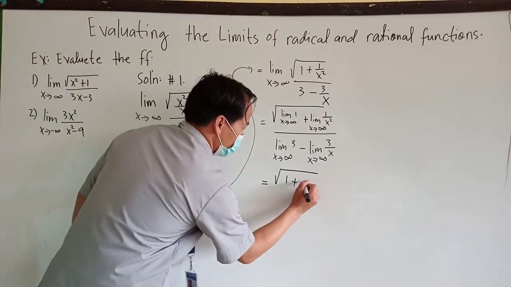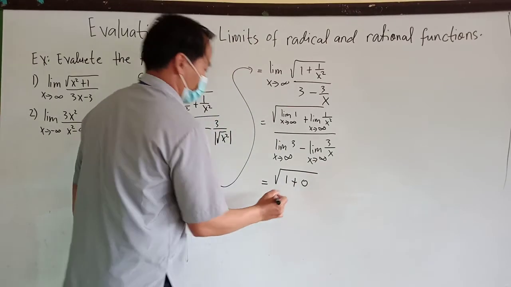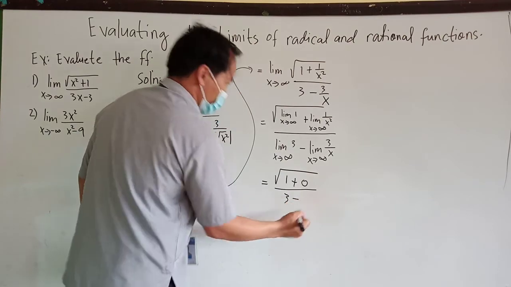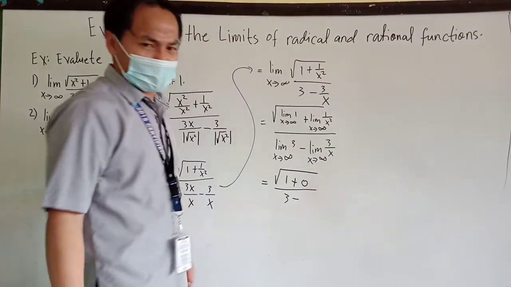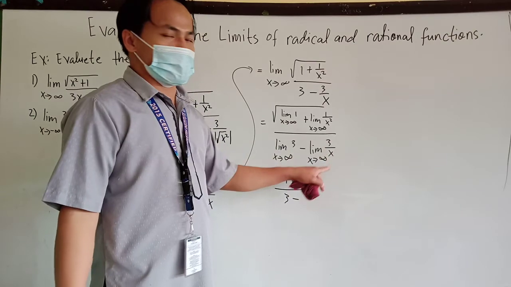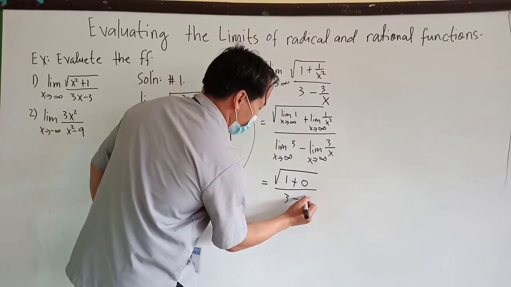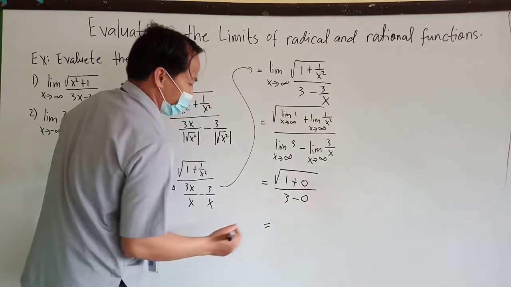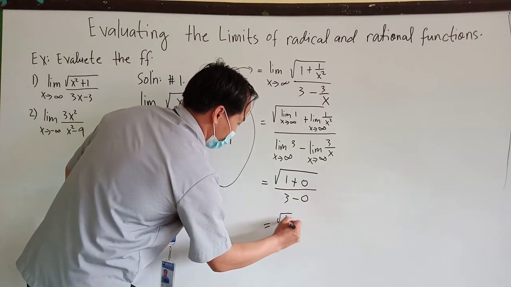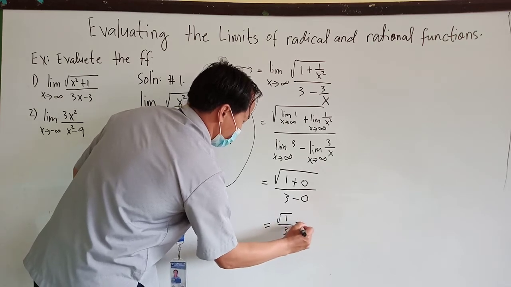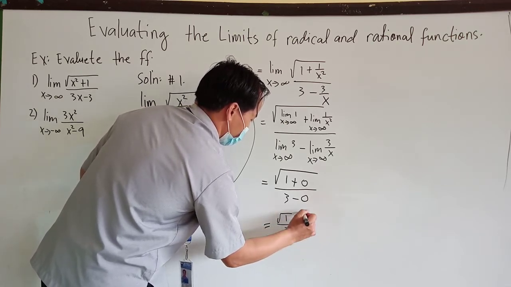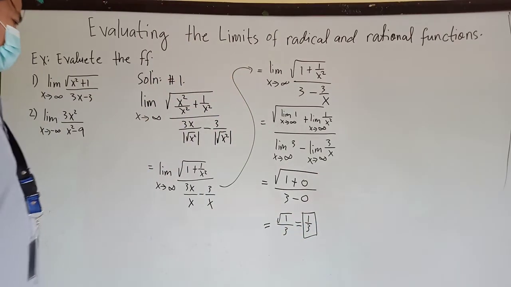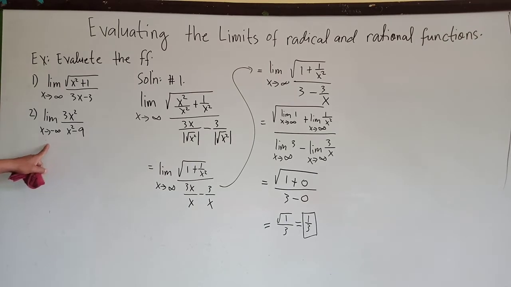So that becomes 0. Over, we have 3 minus 3 over x. Dividing by the highest number, this one still approaches 0, so it becomes 0. Then, continue simplifying: the square root of 1 over 3, which is equivalent to 1 over 3. So the answer is 1/3. Okay? So let us now proceed to the second one.